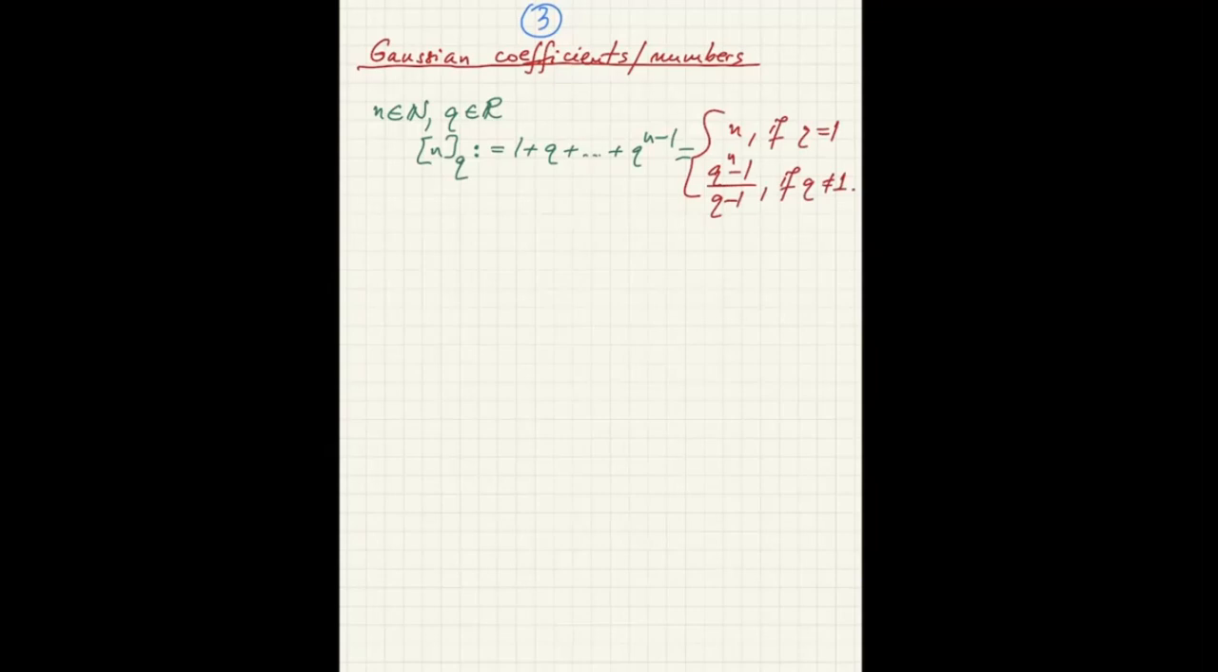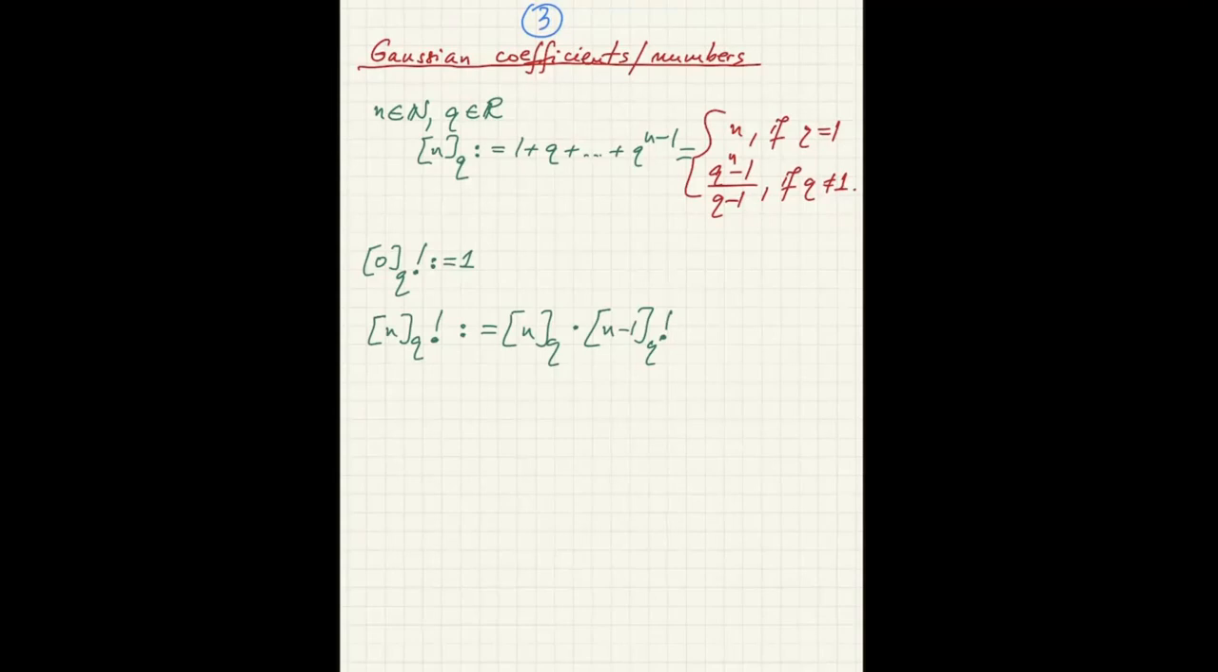Now, with this definition, we're going to define a generalization of the factorial. So we have [0]_q factorial is by definition 1. And then for n a natural number, we define this [n]_q factorial recursively as [n]_q times [n minus 1]_q factorial. And it's not too difficult to show, if you use this definition, that this factorial equals the following.